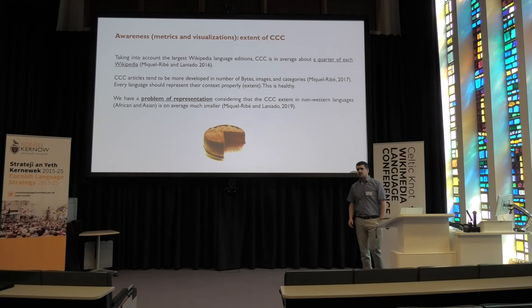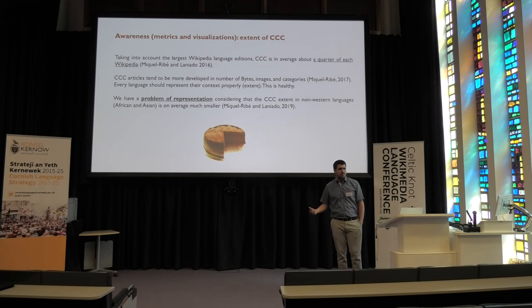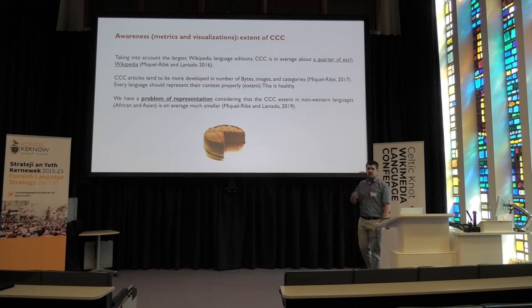This collection, the CCC, is on average 25% of a Wikipedia. In some cases, like the English or the Japanese, it's more than half, which means that they have a lot to explain, and they explain it in much detail. Unfortunately, in African languages and Asian languages, this is much smaller.